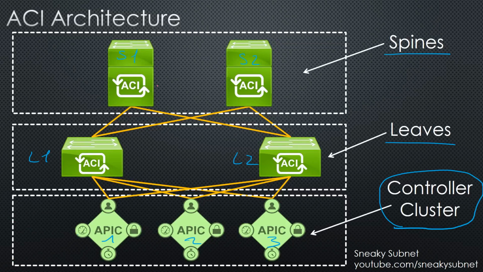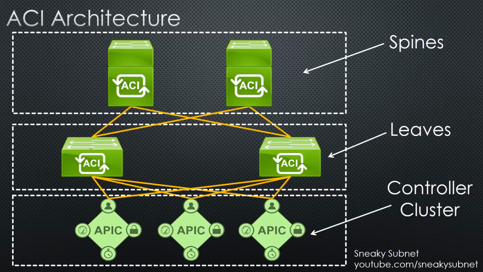And you can see that we have no connections between spines and no connections between leaves. Actually, it is the ACI spine-leaf topology rule. You must not have any connections between spine switches and between leaf switches. And the second rule is that all spine switches should have connections to all leaf switches, and vice versa. All leaf switches should have connections to all spine switches.